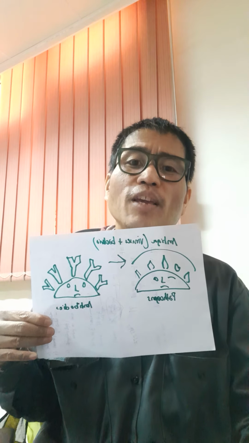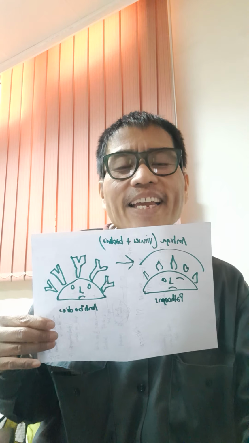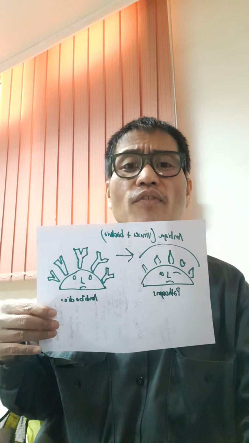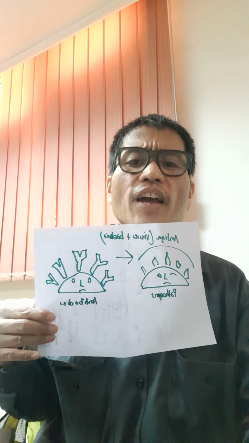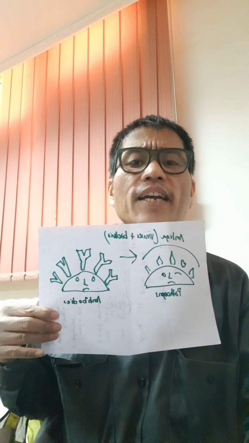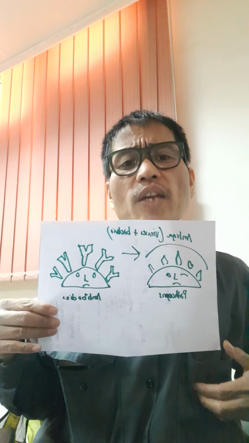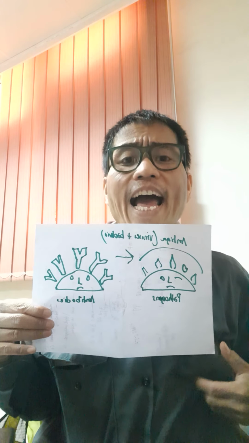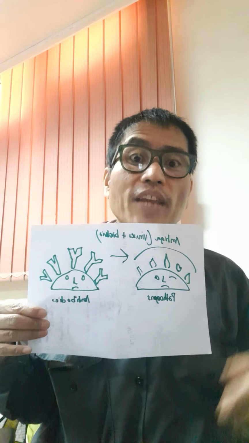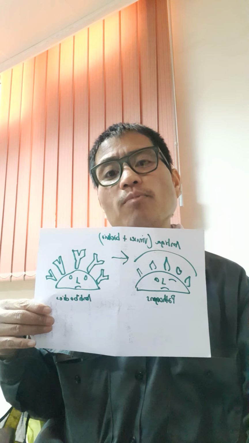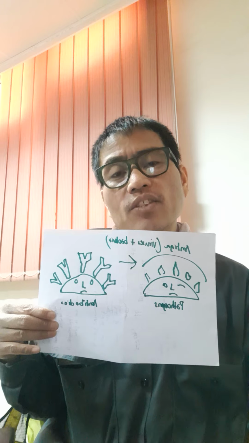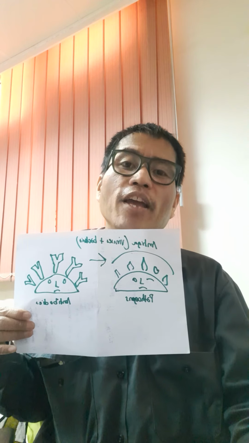So this is all about immunology. There are two types of immune system: the adaptive immune system and the innate immune system. The innate immune system acts immediately, within hours after the appearance of the microbes in our body. So that is innate immunity.